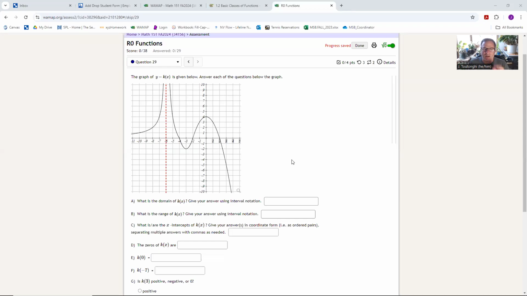Hey, I just wanted to go over number 29 on the homework. I don't see this in the book per se, so I wanted to go over this problem with you. This gives a function y equals k of x, and it gives us the graph. The first question asks for the domain.